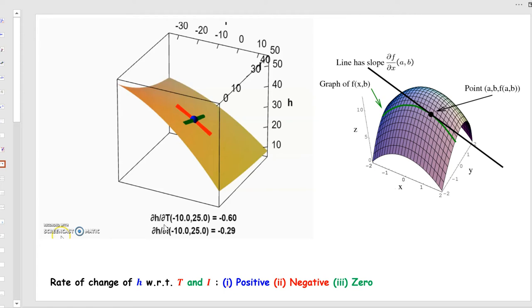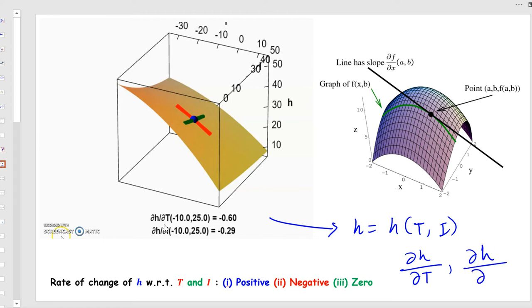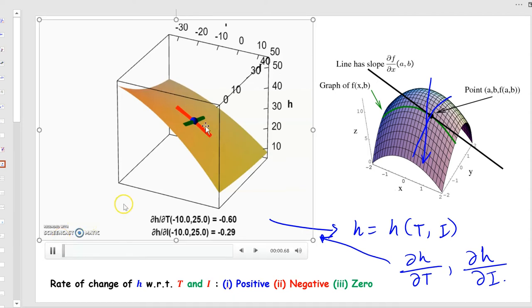there is a function h, a function of t and I. So here you calculate ∂h/∂t and ∂h/∂I. So what will be the tangents? For example, you have this kind of tangent, and another tangent will be there. You can see this in the diagram here.